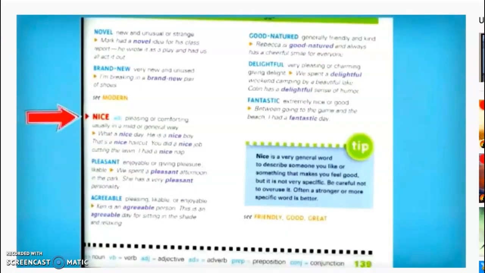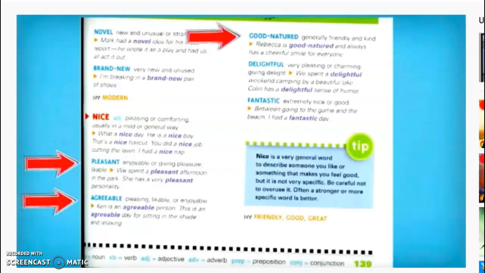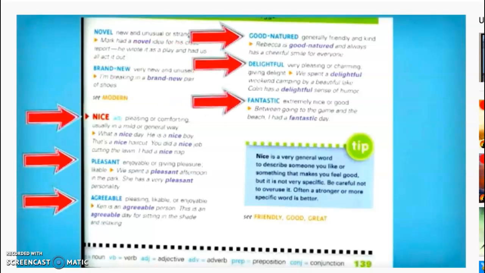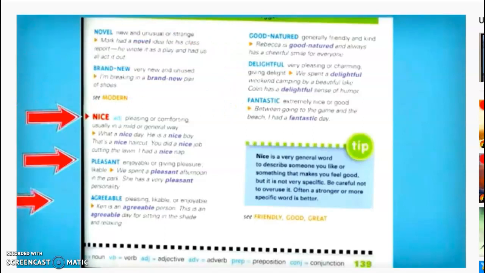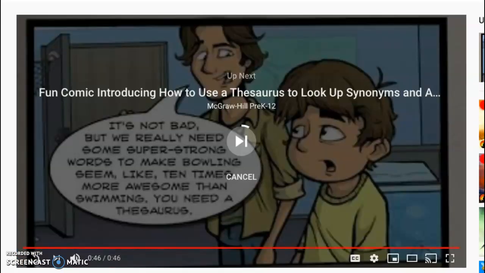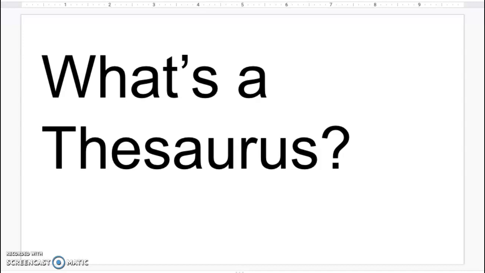Here we have an example entry in a thesaurus. The word we're looking at is nice. It tells you the part of speech, it gives you the definition, and even gives you example sentences. But it also tells you other words, which are the ones in blue: pleasant, agreeable, good-natured, delightful, and fantastic, that you can use in place of the word nice. They are synonyms for the word nice. Okay, now that we know what a thesaurus is, let's go ahead and try it out.